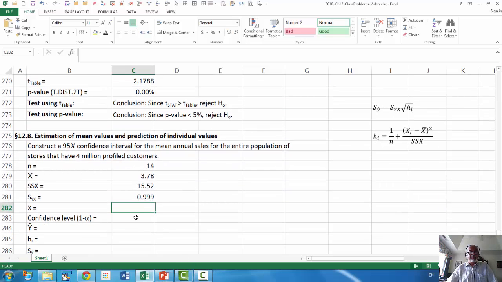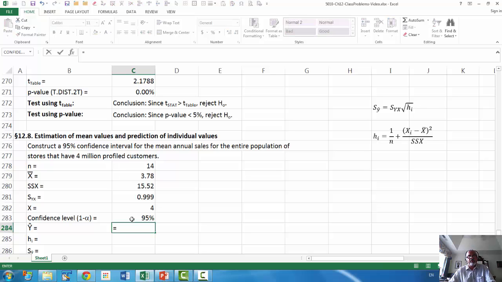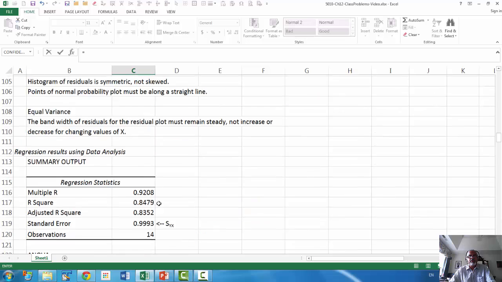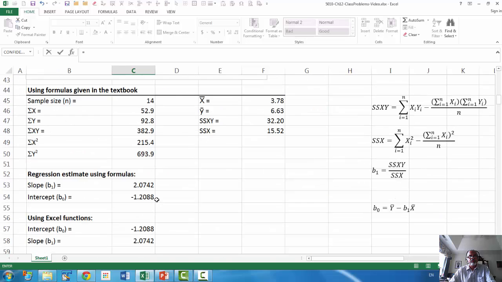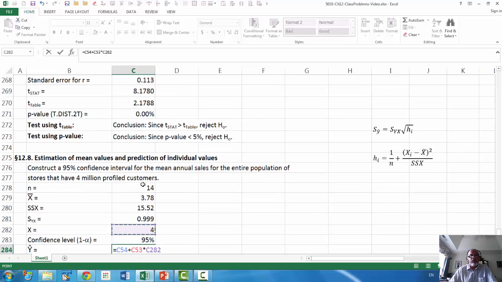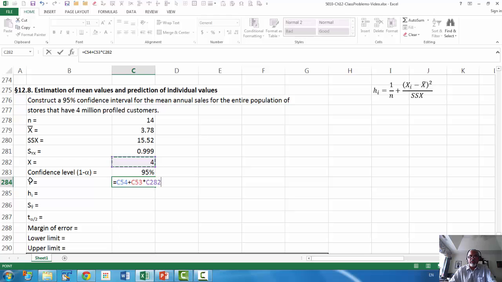Now the x value for which we want the confidence interval is 4 million profile customers, so that will be 4. We have to make sure that the value for x is in the same units as the original sample data. The confidence level is 95%, and y hat for x equal to 4 will be b sub 0 plus b sub 1 times the x value of 4. So this is going to give us the y hat value, our estimate.